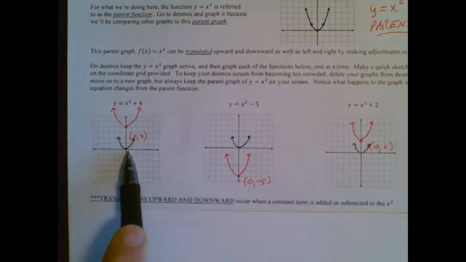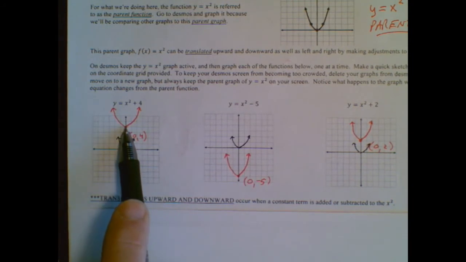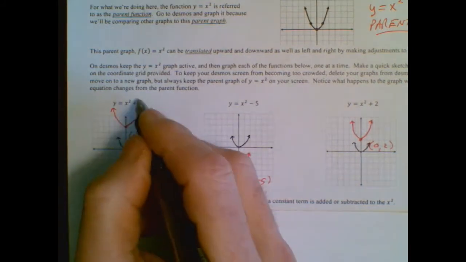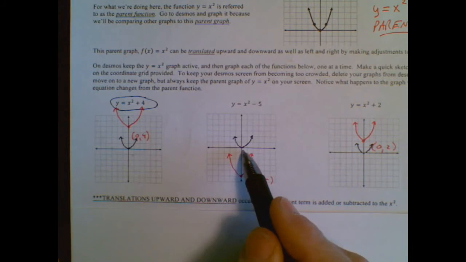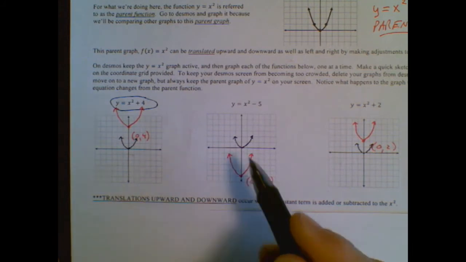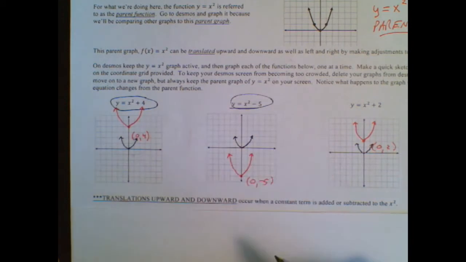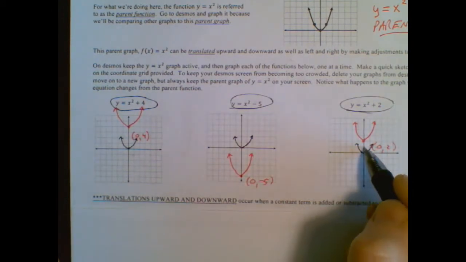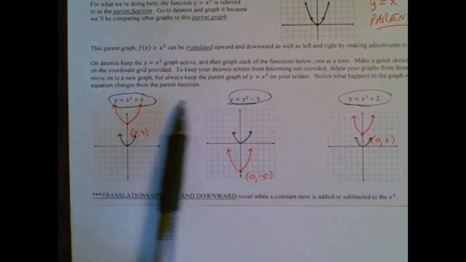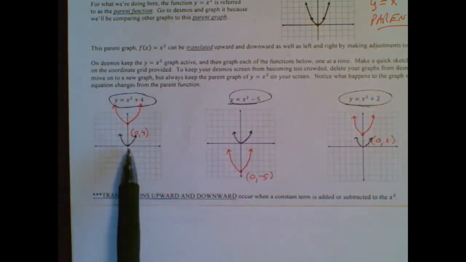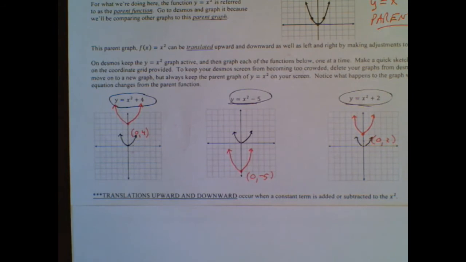If I took this original parent graph, y equals x squared, and moved it up 4 units, I've now translated my equation 4 units upward, and y equals x squared plus 4 is the equation that does that. Notice this one has gone a translation 5 units downward. x squared minus 5 is what did it. This is x squared plus 2, and the parent graph went up 2. So it's pretty easy to see that when you add or subtract a number to your x squared, you move your graph upward or downward. That's how you do the translations up and down.